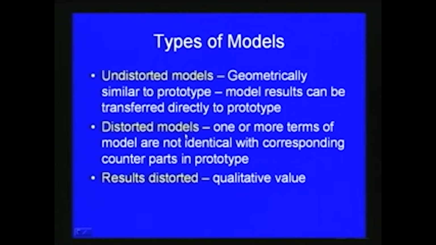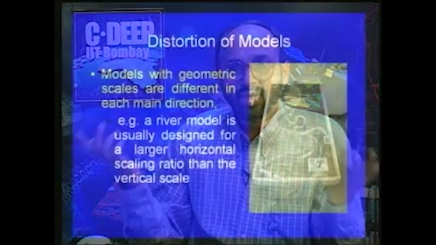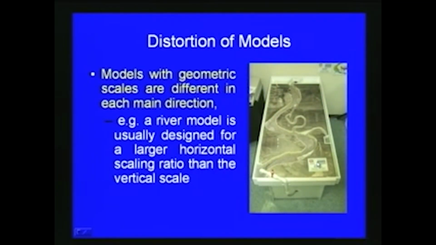So, these kinds of models are called distorted models. Actually, whatever results we obtain are also distorted, so we have to do some rectifications and corrections after the results are obtained. Generally, all these distorted models give qualitative values and then we can interpret accordingly. So, the models can be either distorted or undistorted. You can see the distortion of models.